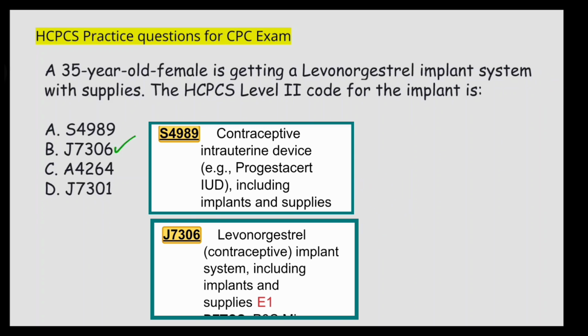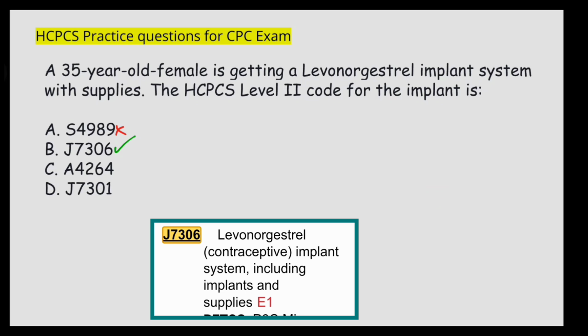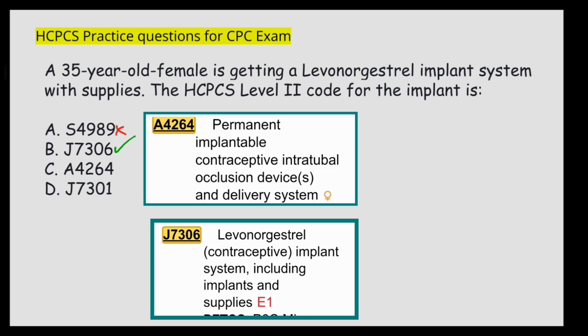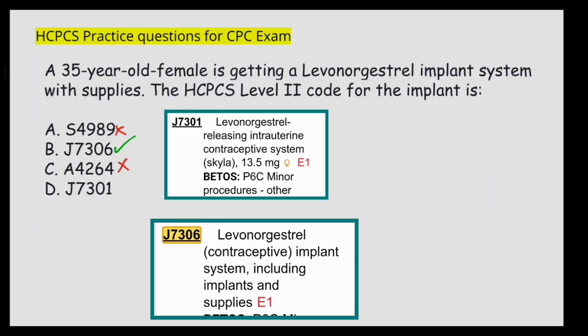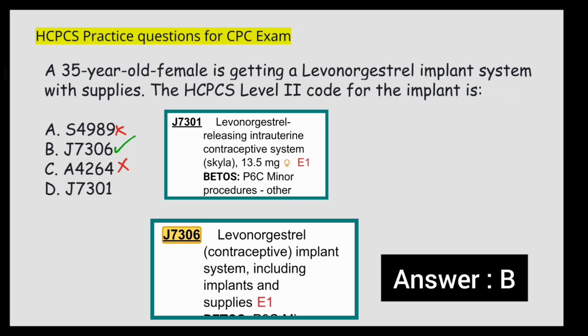We'll eliminate other options. Option A, S4989 will be wrong because that is for contraceptive intrauterine device. That is not mentioned in the scenario. And in option C, A4264 is for permanent implantable contraceptive intratubal occlusion device. So that is also not matching with the question. We'll eliminate option C. And in option D, J7301 is for levonorgestrel releasing intrauterine contraceptive system 13.5 mg. But in the question they have mentioned levonorgestrel implant system with supplies. Therefore, we have to code J7306, not J7301. So eliminate option D.